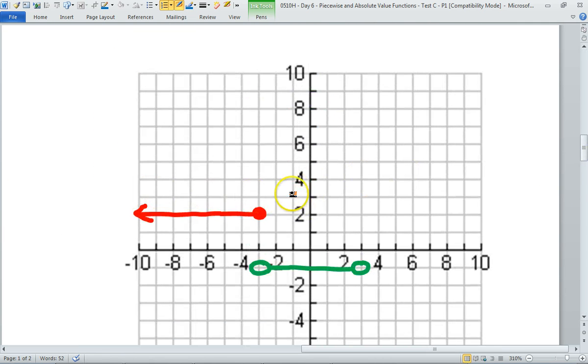Okay, so y equals 3. It's a horizontal line at 3. It said I need to cut it at 3 and go to the right. Okay, so this is what number 14 should have looked like. Check your answer, number 14. Any questions? Did everybody get it right?